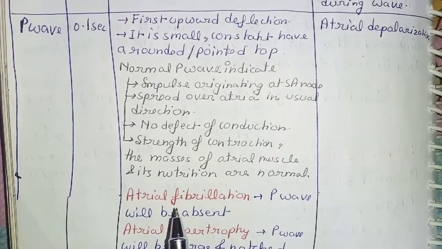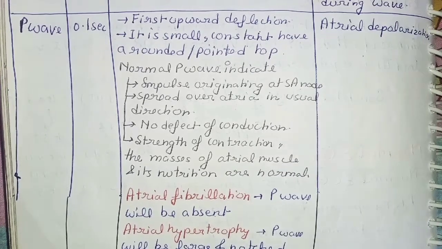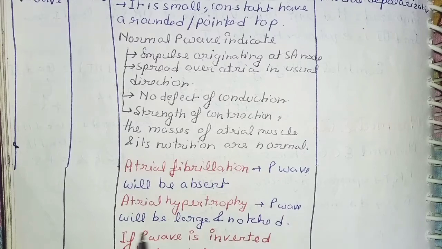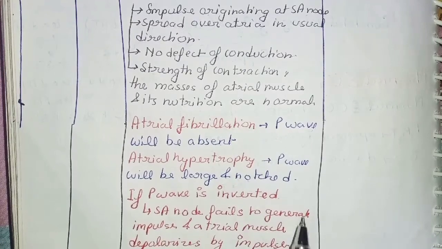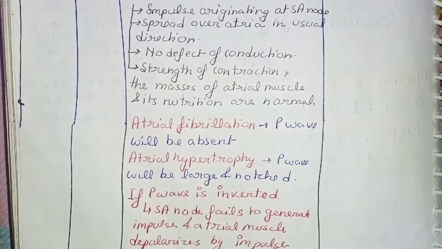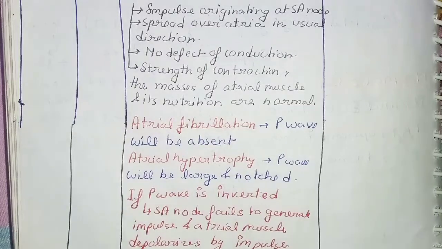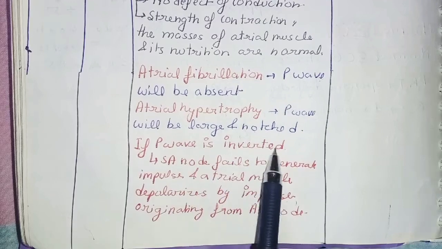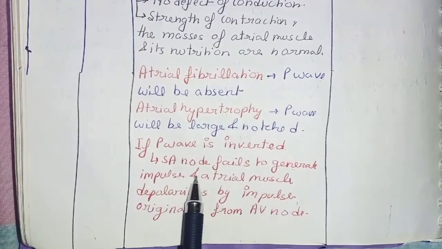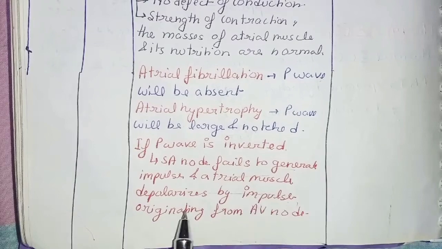Now we'll go to some pathological conditions. Atrial fibrillation, P wave will be completely absent. Atrial hypertrophy, P wave will be large and notched. If P wave is inverted, SA node fails to generate impulse and atrial muscle depolarizes by impulse originating from AV node.